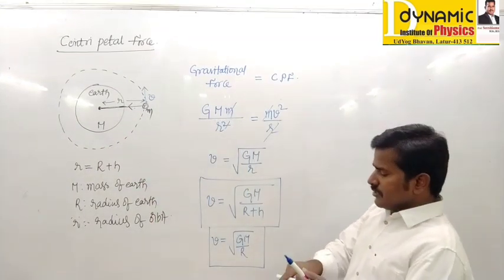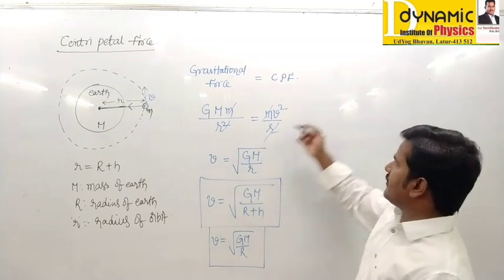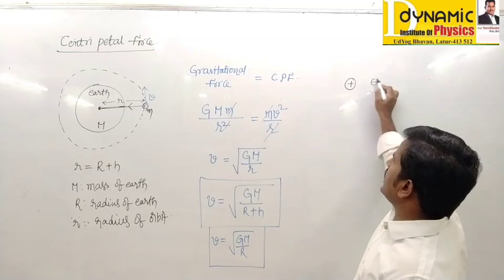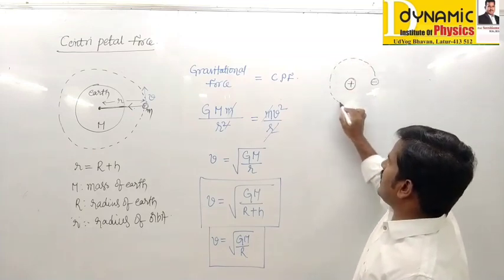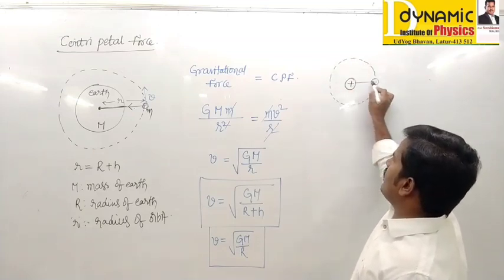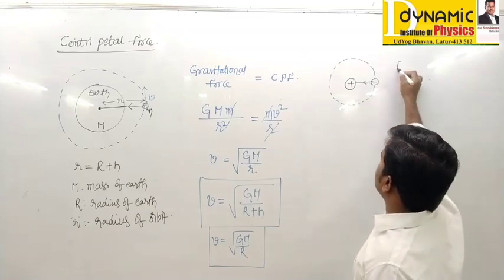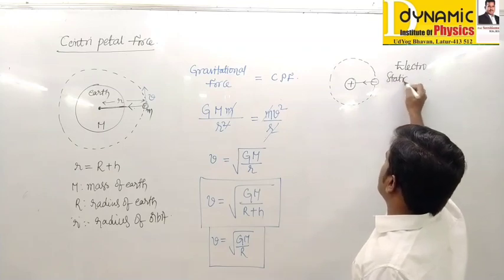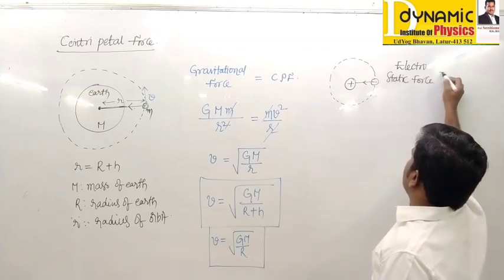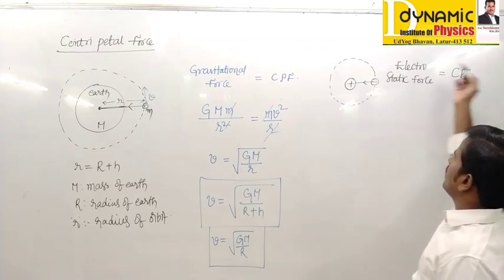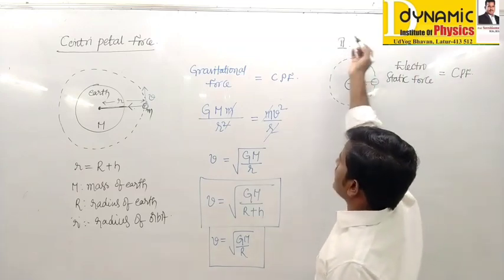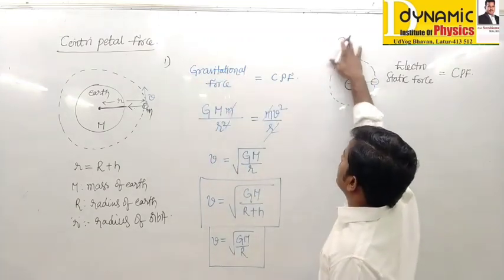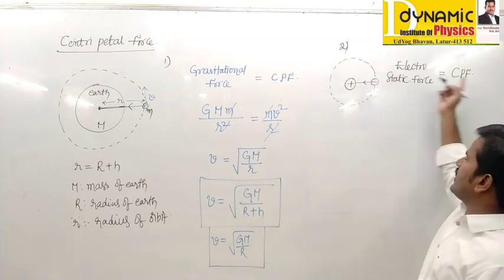Similarly, electrostatic force also provides the centripetal force. Suppose this is the nucleus and an electron is revolving around the nucleus. Here, the electrostatic force provides the centripetal force, CPF. So this is the second application. The first one is gravitational force providing CPF, and the second is electrostatic force providing CPF.